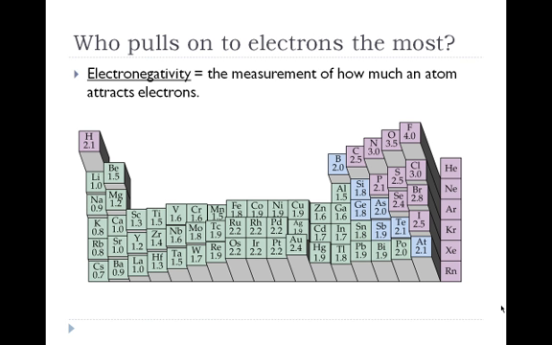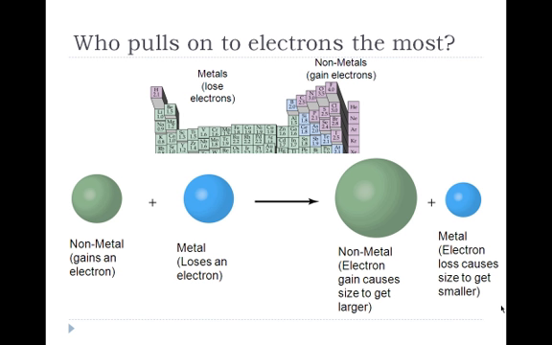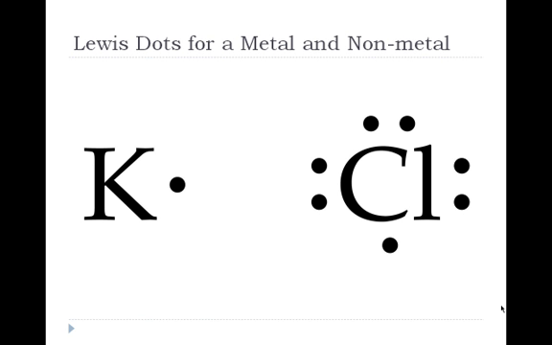Electronegativity is a measurement of how much an atom attracts electrons. The elements in the top right-hand corner of the periodic table want electrons really badly because they're really close to looking like a noble gas. They only need 1 or 2 more, so they pull on electrons really strongly. So this nonmetal likes to gain electrons to look like a noble gas, so it has a strong pull on electrons and steals one away from the metal. And that's why metals lose, and that's why nonmetals gain. You end up with a nonmetal with a negative charge and a metal with a positive charge.